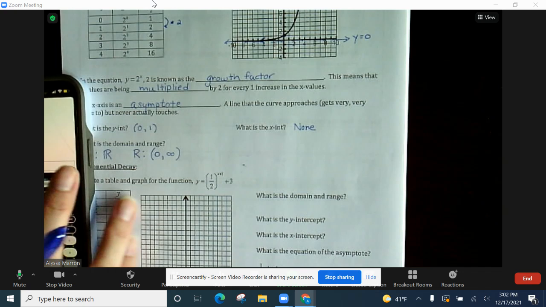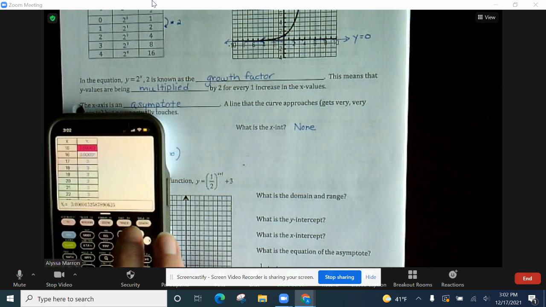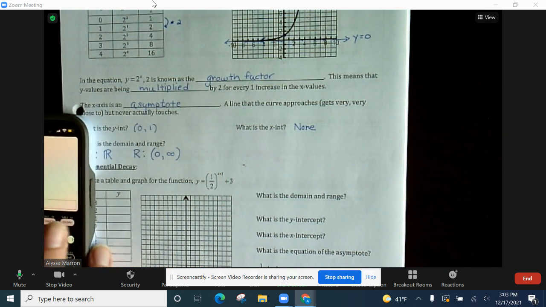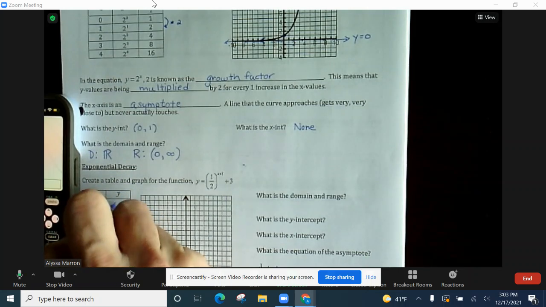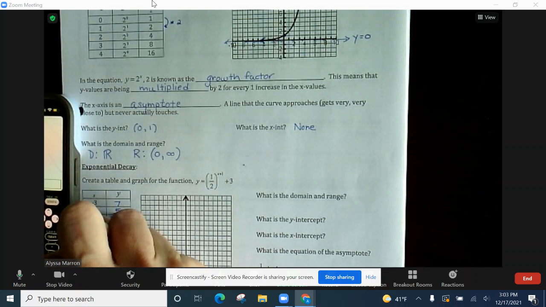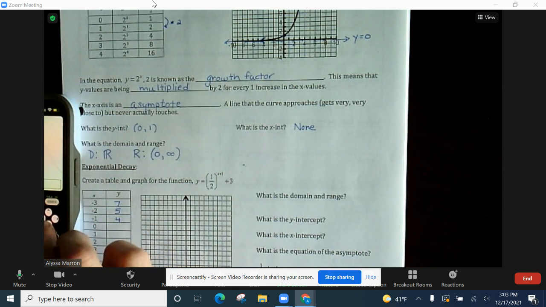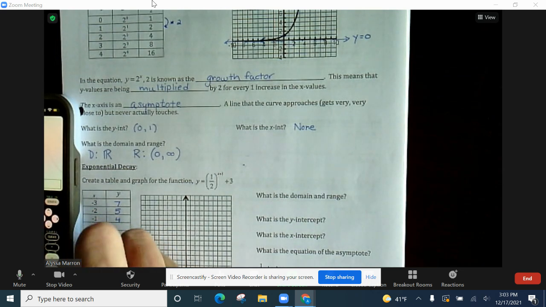First, I'm going to record those points. So I need to scroll up. So it starts with an x value of -3. We have -3 corresponds to 7. -2 corresponds to 5. -1 to 4, so on. I'm just going to record all these points just as I see them.